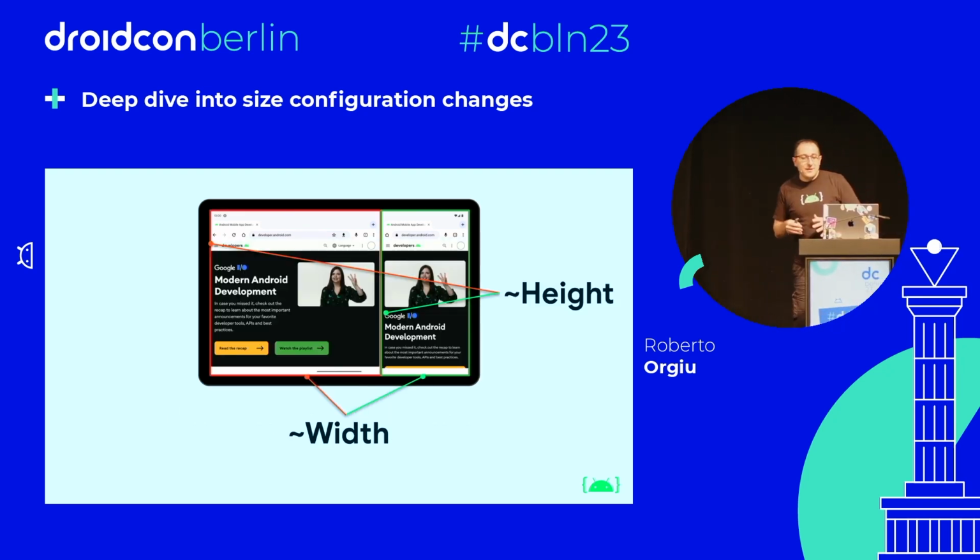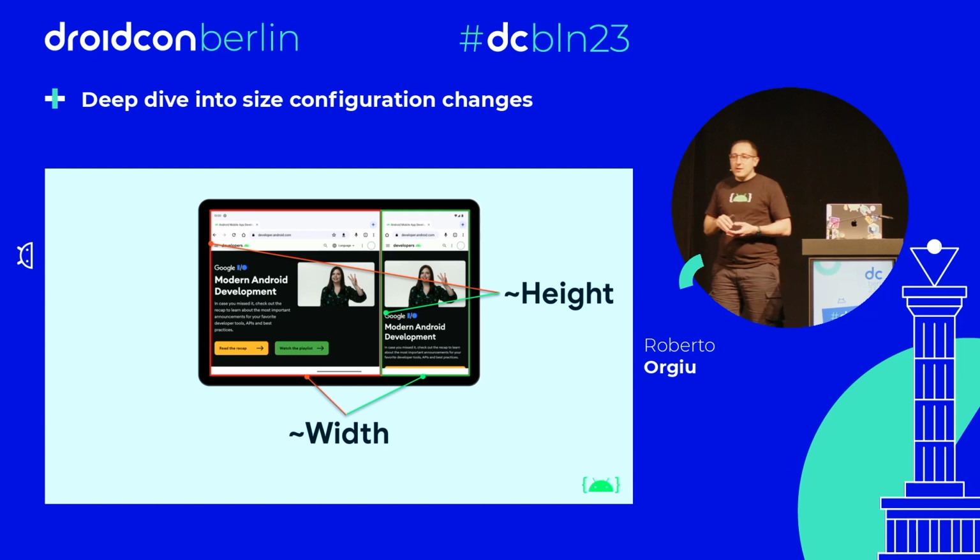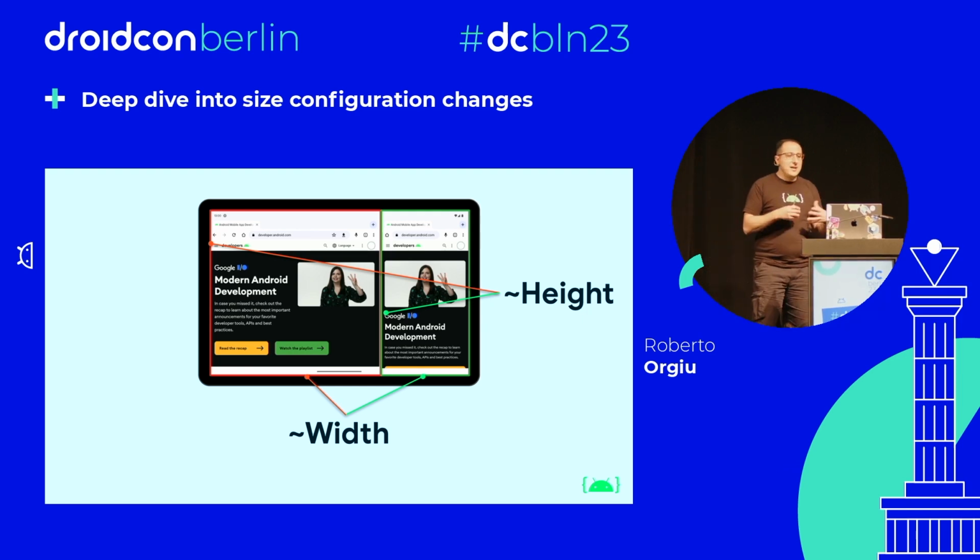So rather than thinking about the configuration representing the device screen, you should think of the configuration as something that describes the window in which your activity is running, with a small caveat, which is that you don't really have the absolute values. They are rough estimations of the space that you have.